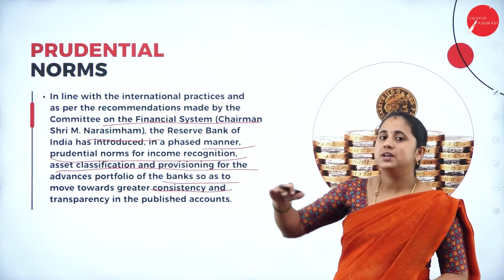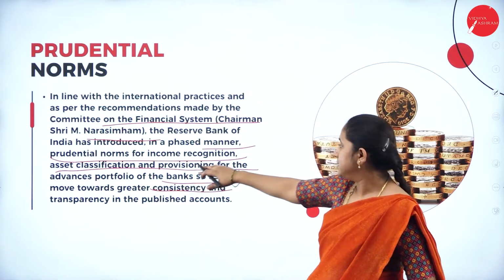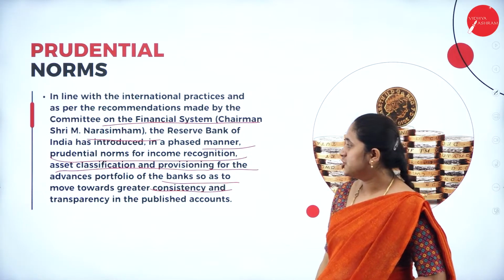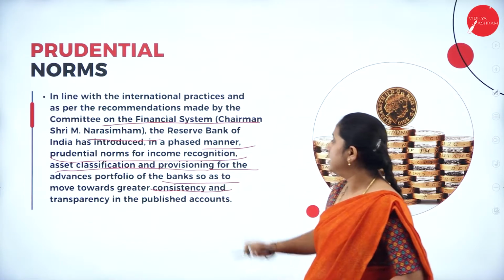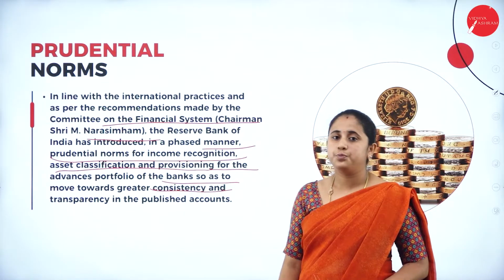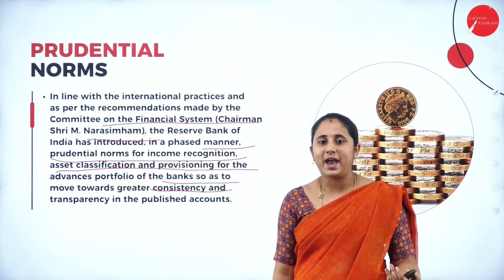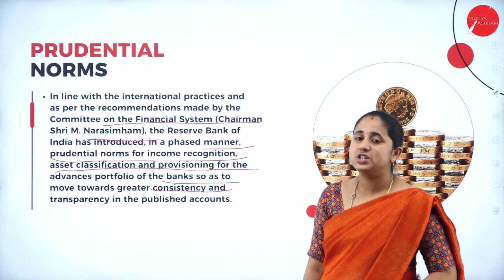So they introduced it in a phased manner. They considered income recognition, asset classification, then provisioning for the advances portfolio. They took some action in order to improve this prudential norm.